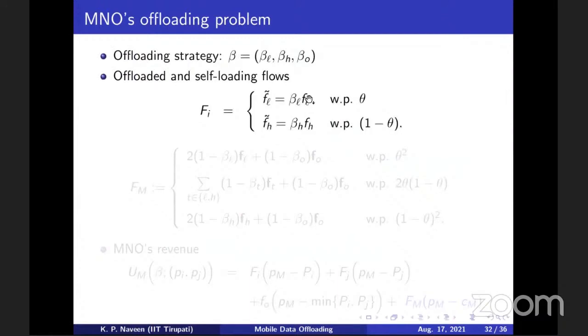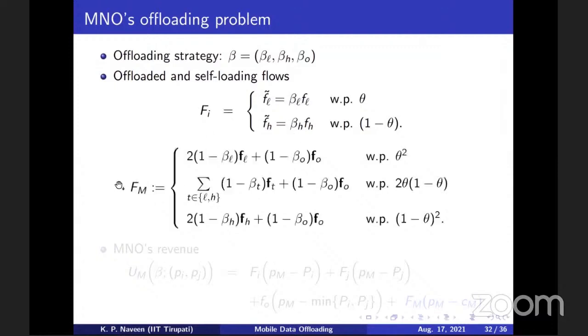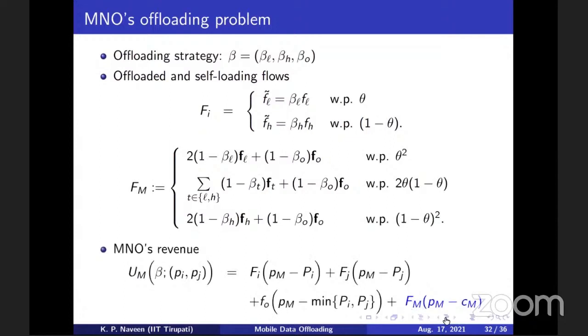So what we are doing is we are introducing an offloading strategy. Instead of offloading the entire flow, the SSP can choose to offload a fraction of the flow. Okay. And the remaining fraction, the MNO decides to serve by itself. Okay. So in that context, there will be a new component added to the MNO's revenue. This is the revenue made by the MNO by serving the flow itself. Okay. And this is the cost of the MNO for serving 1 unit flow of traffic.